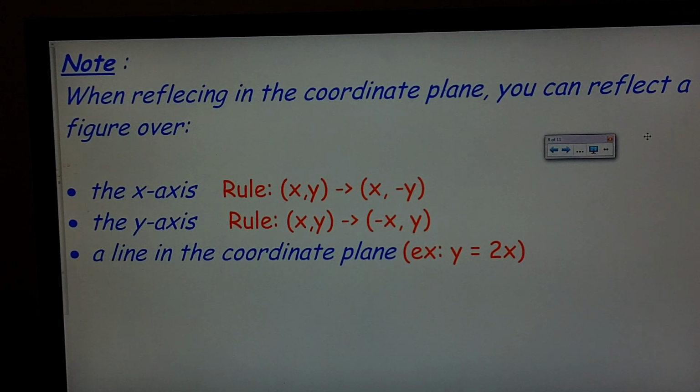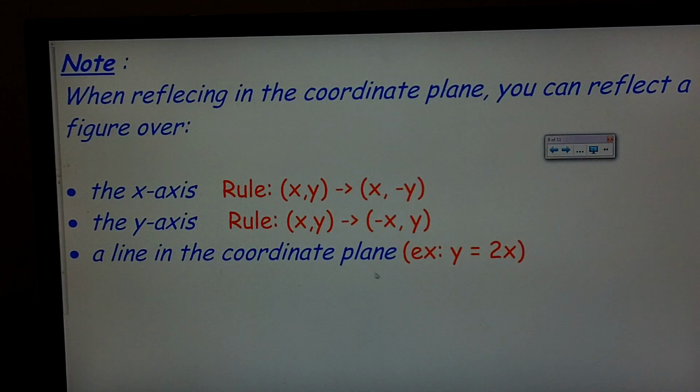When you're reflecting in the coordinate plane, you can reflect a number of different ways. You can reflect over the x-axis, and I showed you what the rule was here. If we're flipping over the x, we're moving up and down, so the y value changes. Or if we're reflecting over the y, we're shifting left and right, that's why the x value changes.